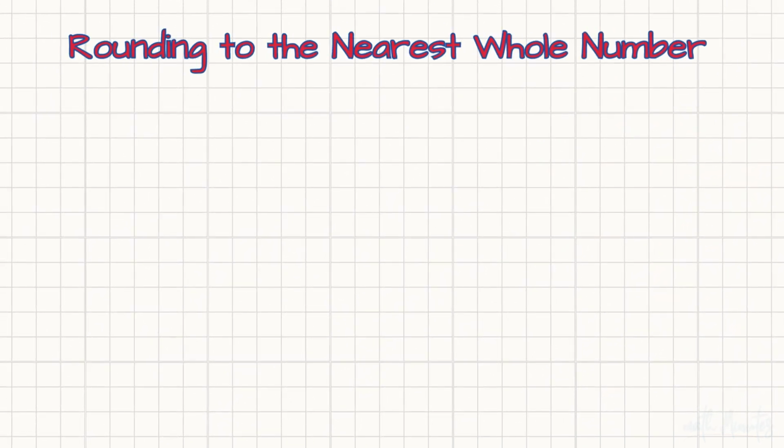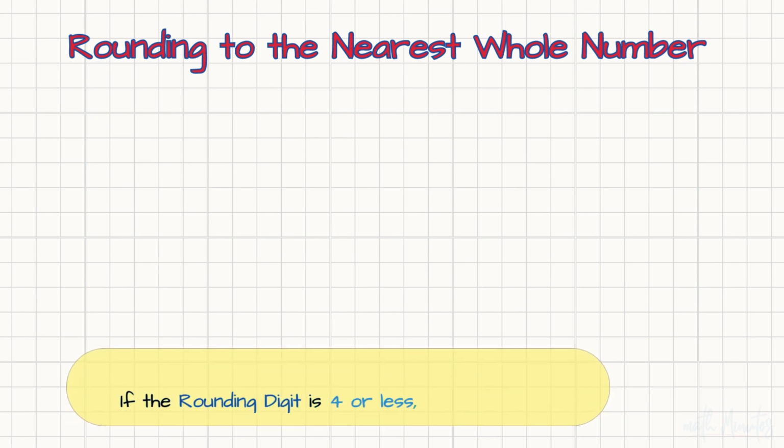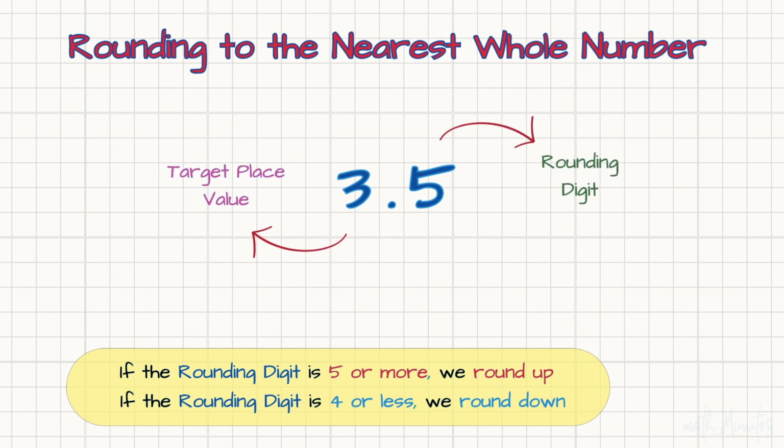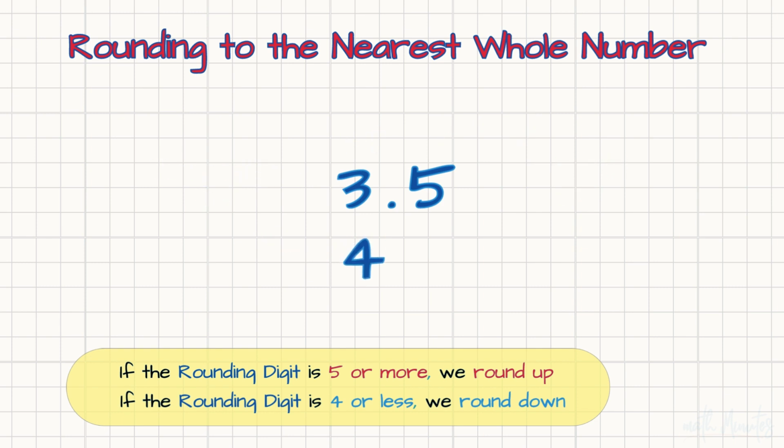When rounding to the nearest whole number, we examine the digit to the right of the decimal point. If it's less than 5, we round down. If it's 5 or greater, we round up. Let's look at the number 3.5. As we want to round to the nearest whole number, our desired place value is the ones digit, and our rounding digit is to the right of the decimal point. We can see that the rounding digit is 5, so we round the number up. This means that our target place value increases by 1 and our number rounds to 4.